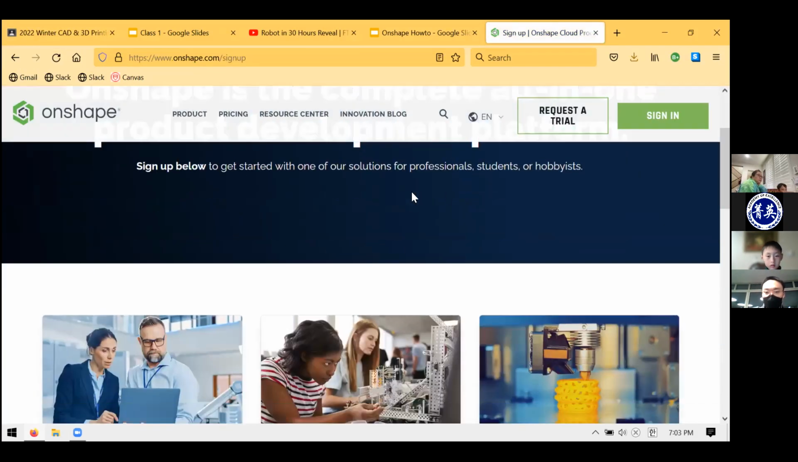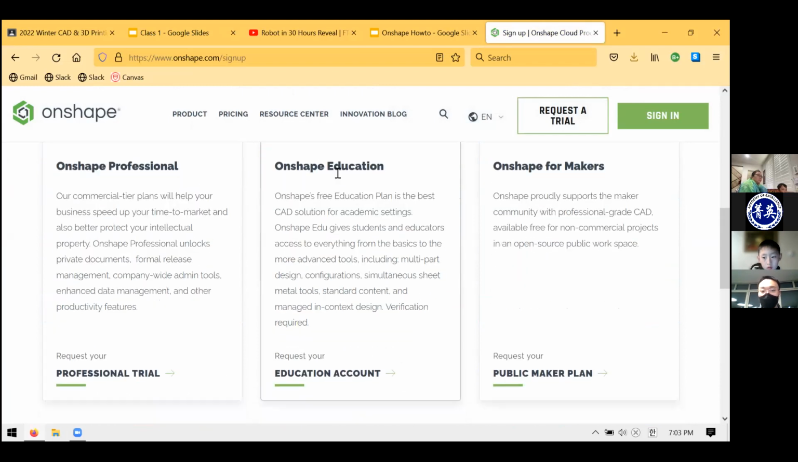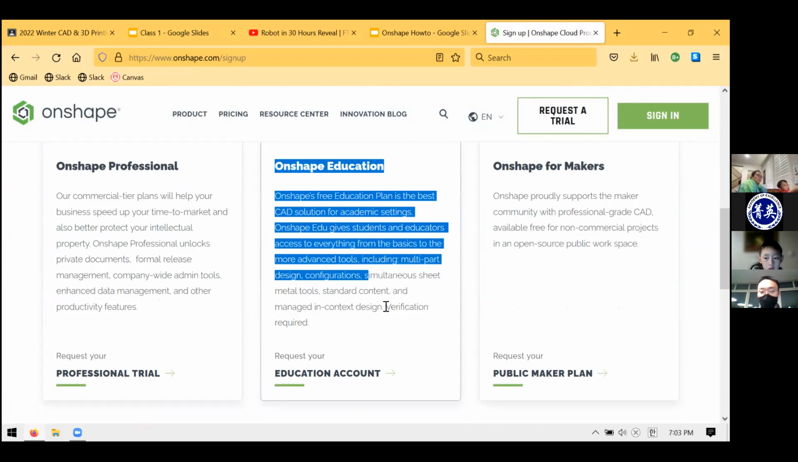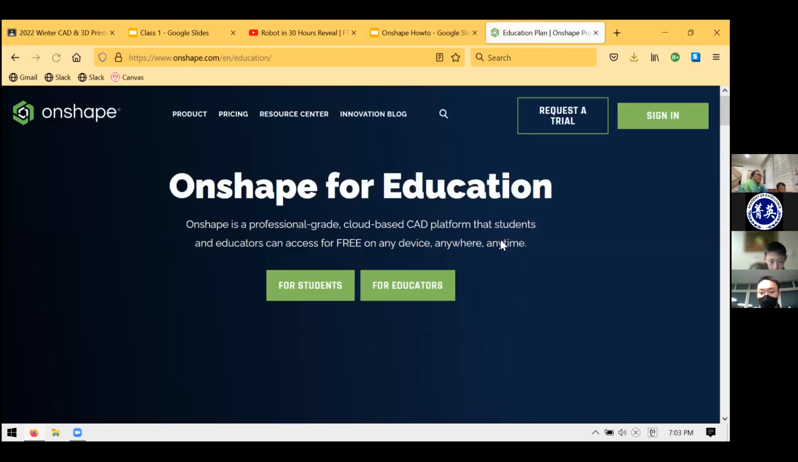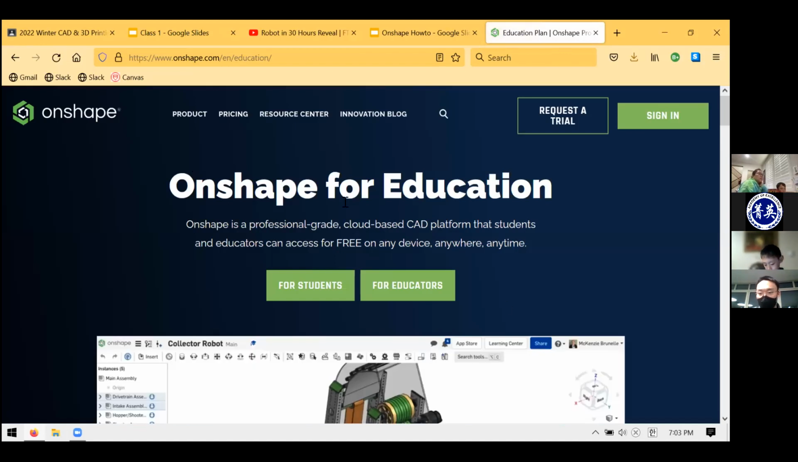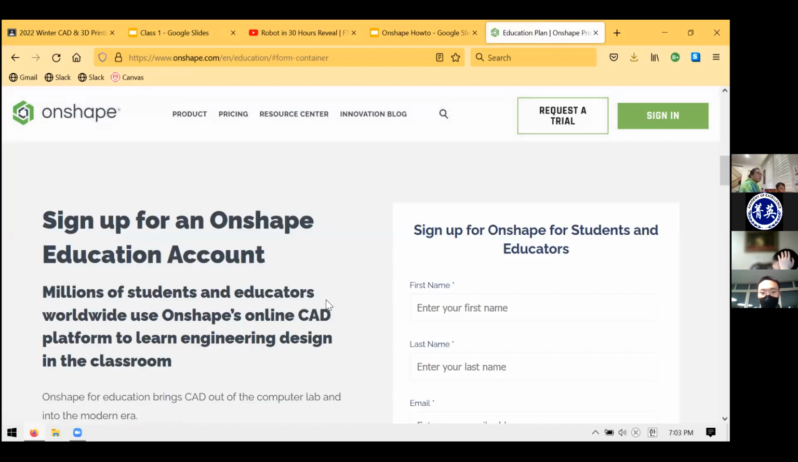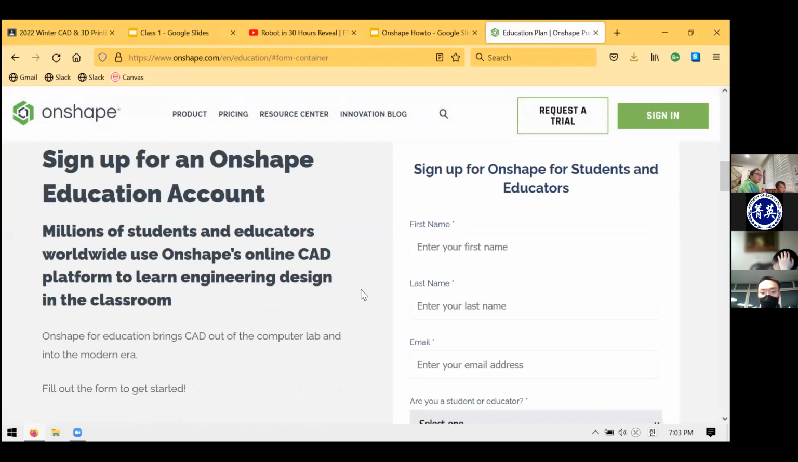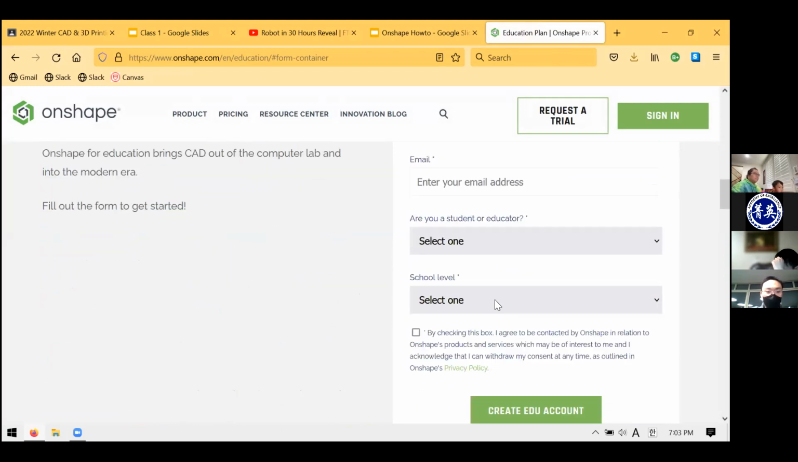Upon clicking the sign up link and scrolling down, there's the Onshape education option here in the middle, and you can click request your education account, which will take you to this page. And from this page, you can click for students, which has the fields to input the information. And after that, the account will be created.